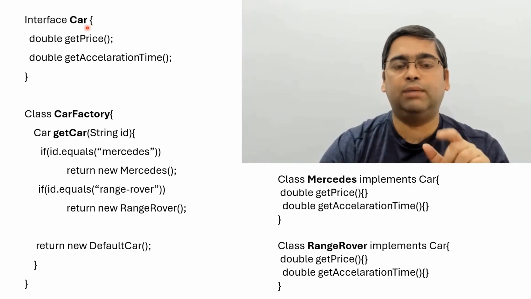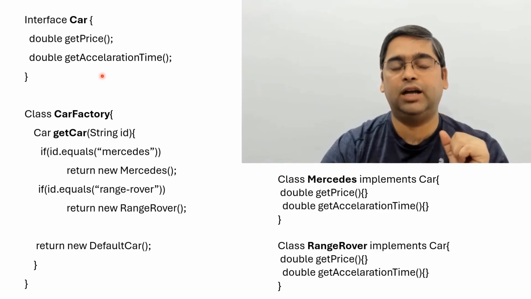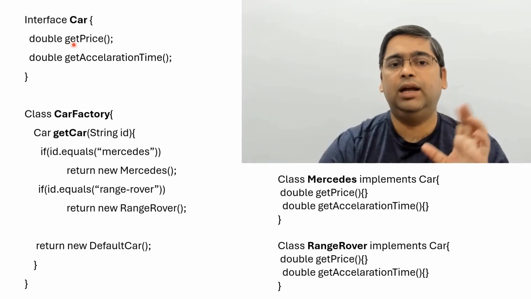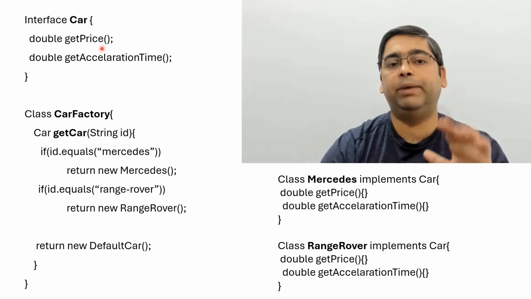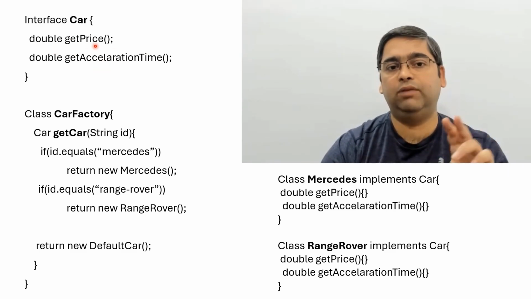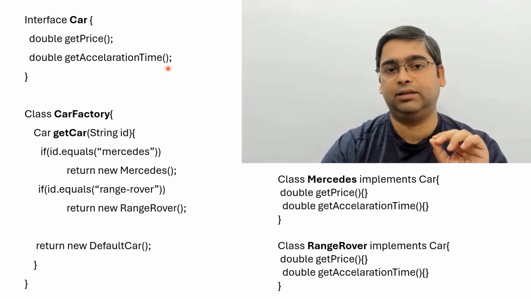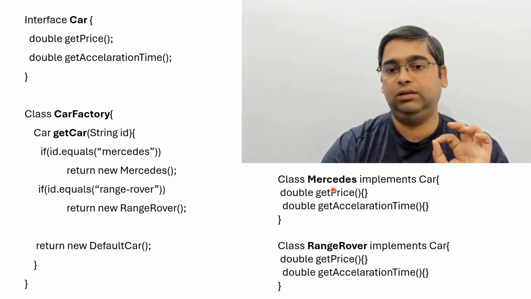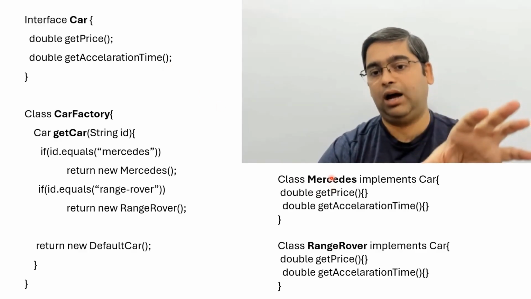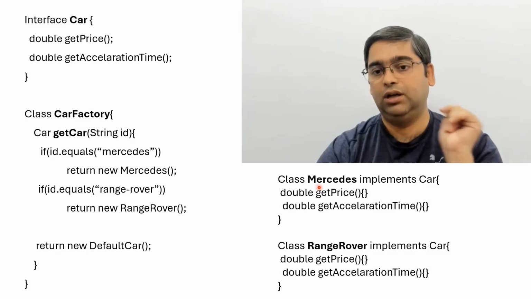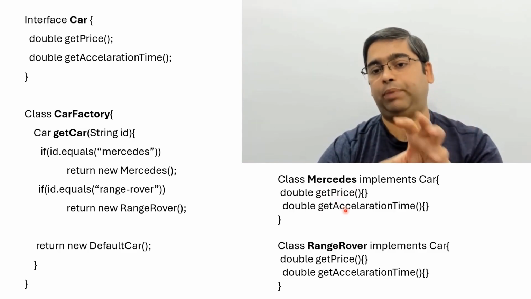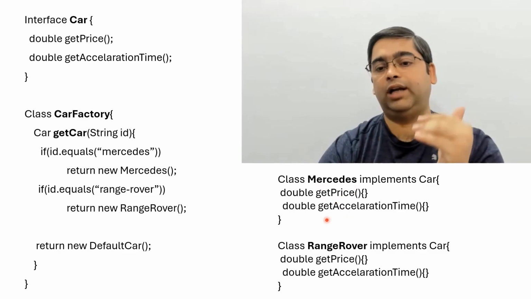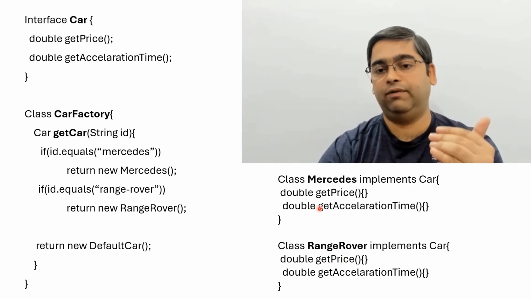Let's use the car example for seeing how a factory design pattern is implemented. There is a common interface which has the methods. It can be an interface or a superclass. It will have the methods which will be implemented by all cars. For example, here we have taken two methods, get price and get acceleration time. Every vehicle which wants to be a car will implement this interface. So Mercedes wants to be a car, it will have different values for price and acceleration time. Both are different types of cars, and both will return different values.